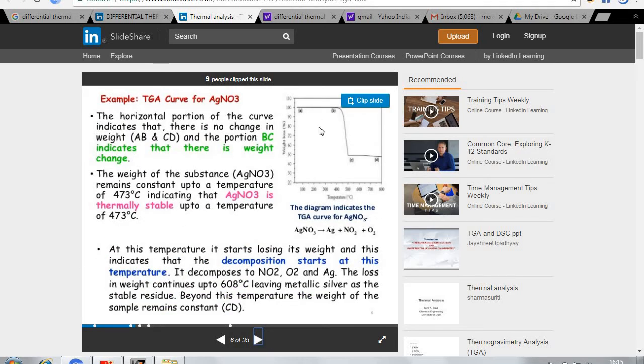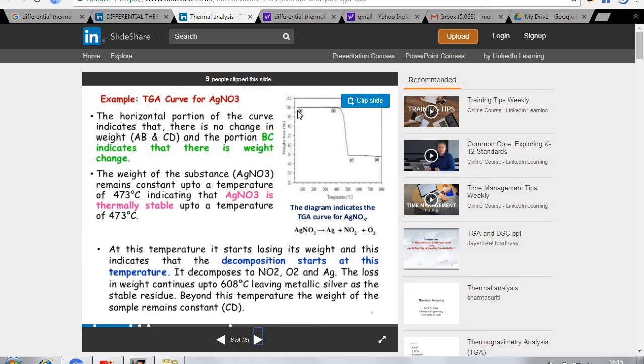We have seen the instrumentation part, and before we move on, here is a thermal gravimetric analysis curve, or thermogram. This is a TGA for an AgNO3 sample. This graph is plotted between temperature and weight loss in percentage. It has different parts: the first one is the horizontal part, then you have a drop, and then again a horizontal part.